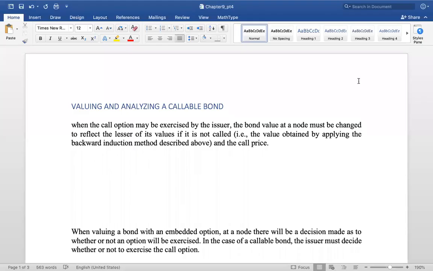This is part 4 of the lecture series for chapter 9, valuing bonds with embedded options. Let's consider valuing and analyzing a callable bond.